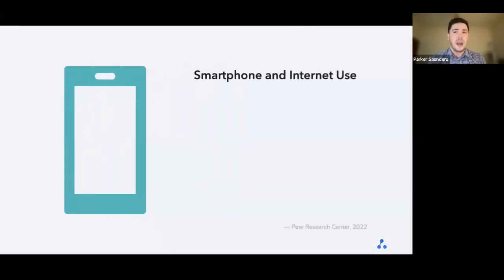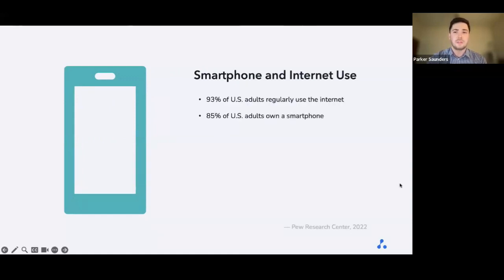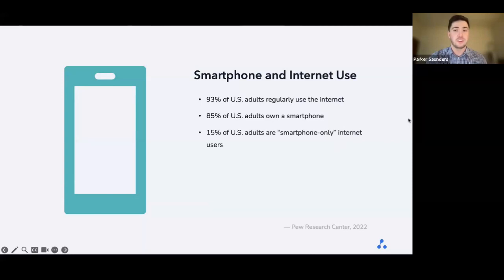So let's take a look at how prevalent this really is. As you can see, 93% of US adults are regularly using the internet. I don't think that's a surprise to anyone at this point. 85% of US adults own a smartphone. 15% of US adults are smartphone-only internet users. And I think this is especially significant.